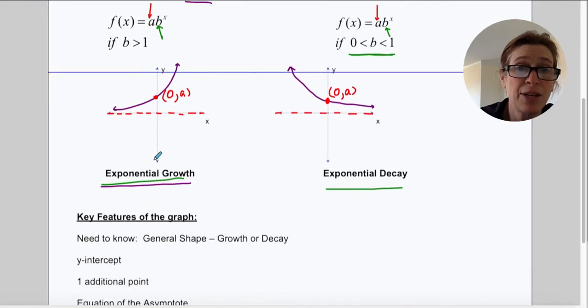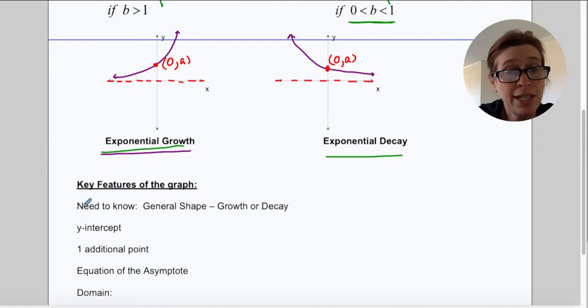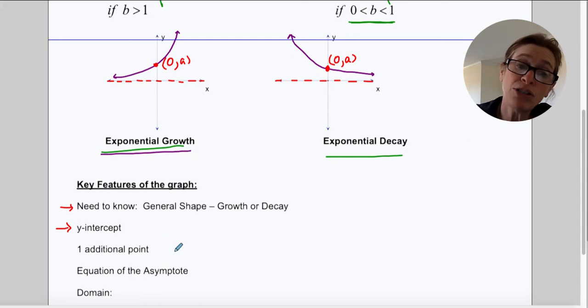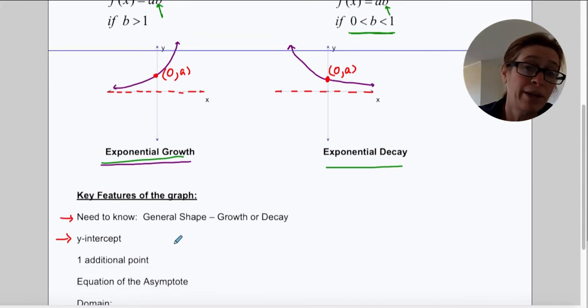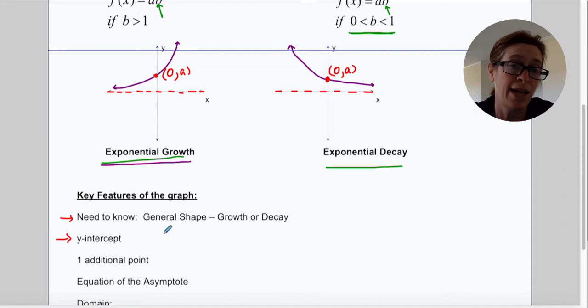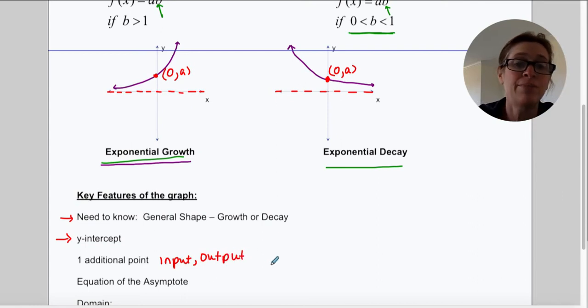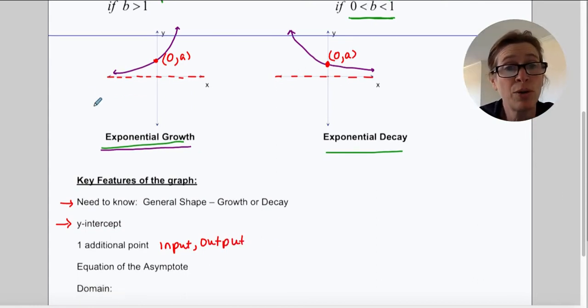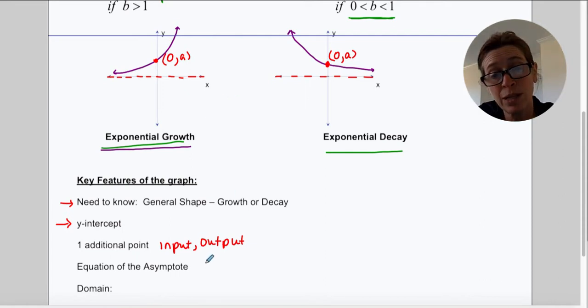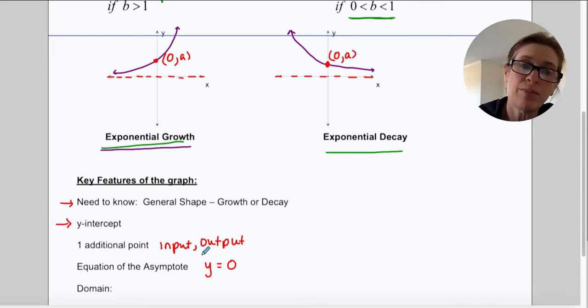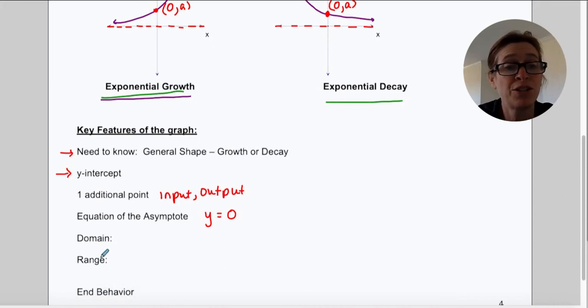If we want to look at the key features of the graph, you're going to need to know the general shape. You'll want to know the y-intercept. You'll also want to be able to get an additional point. You can get any additional point by plugging an x value in, plugging in an input, and getting the associated output because it's a function, okay? The equation of the asymptote, well, it's a horizontal line, so it's going to be in the form y equals, and in this case, 0, because it's going through 0. And we'll also need to be able to tell the domain and the range.